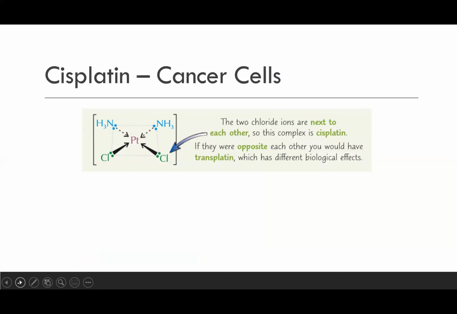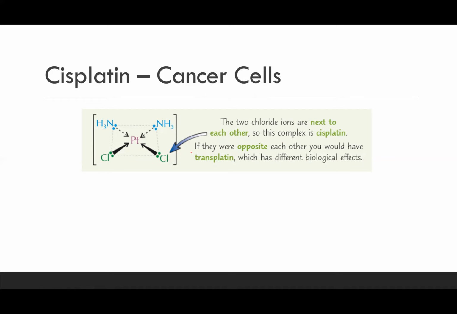And finally, we're just going to look at something called cisplatin. Cisplatin can bind to DNA in cancer cells. Cisplatin is a complex of platinum 2 with 2 chloride ion ligands and 2 ammonia ligands in a square planar shape, which you can see here. And it is used as an anti-cancer drug. As you can see in this image, the 2 chloride ions are next to each other, so this complex is cisplatin. If they were opposite each other, you would have transplatin, which has different biological effects.